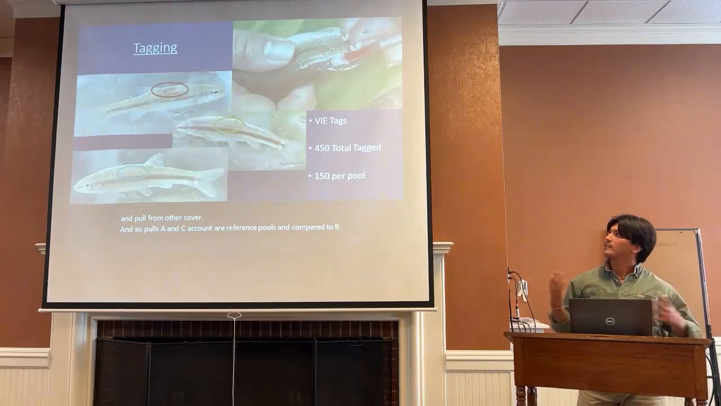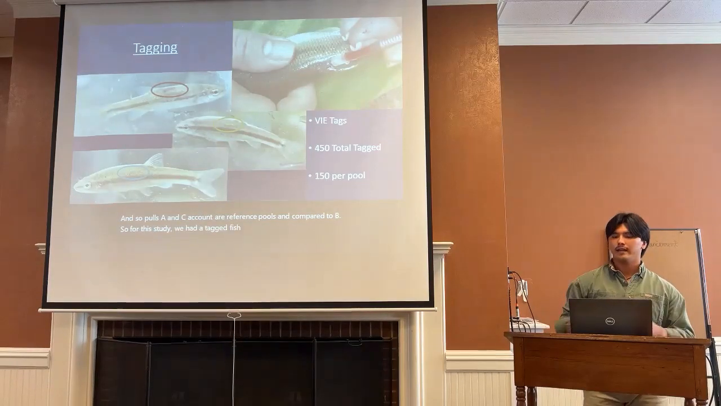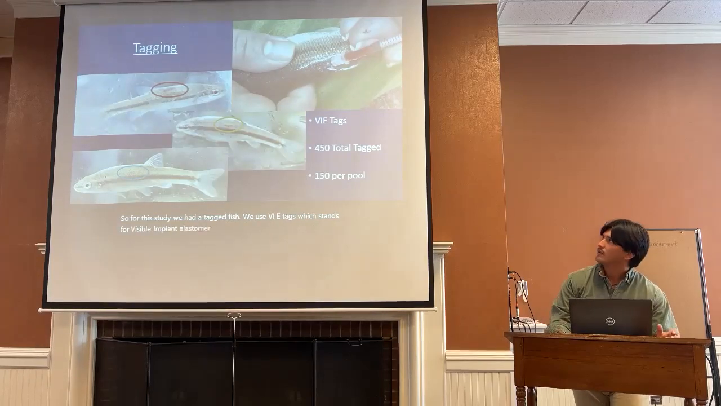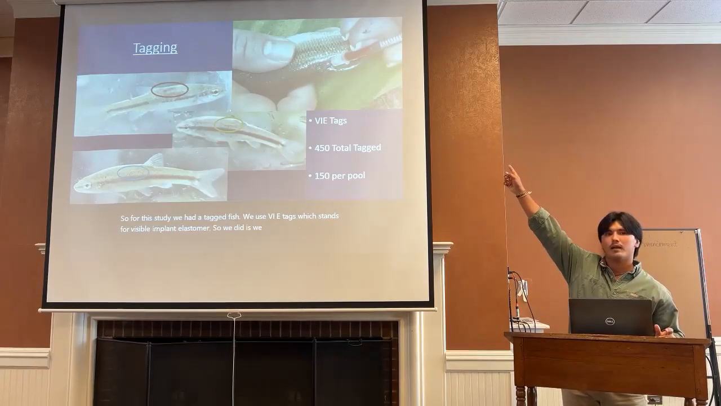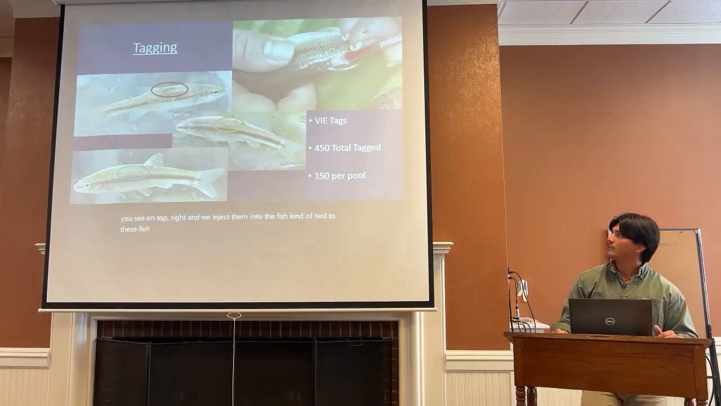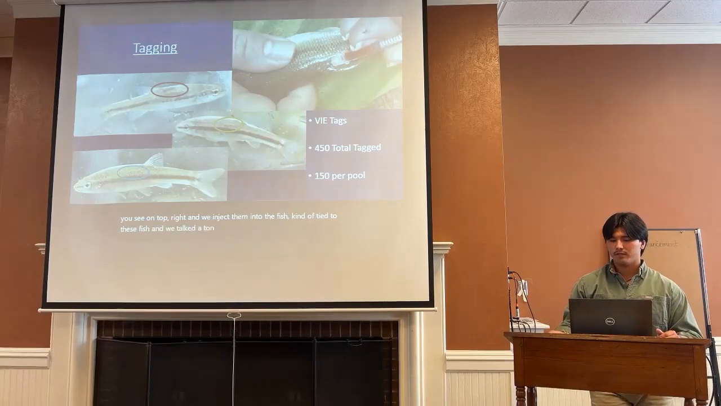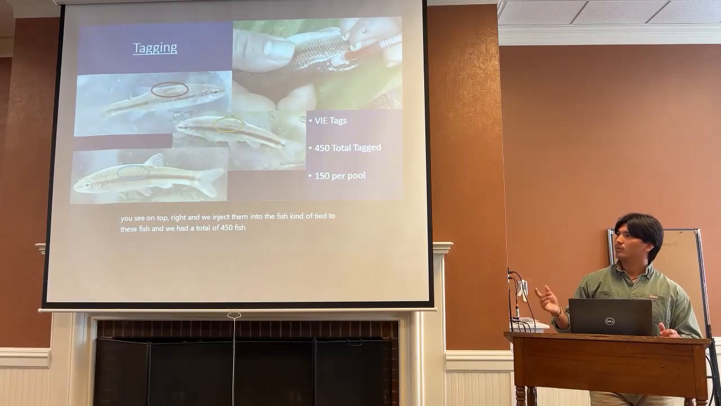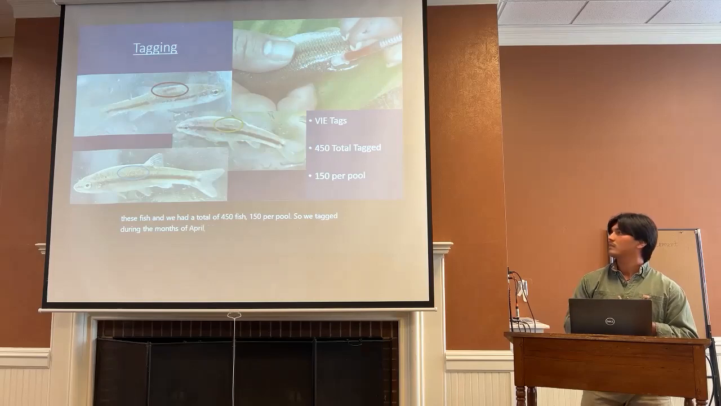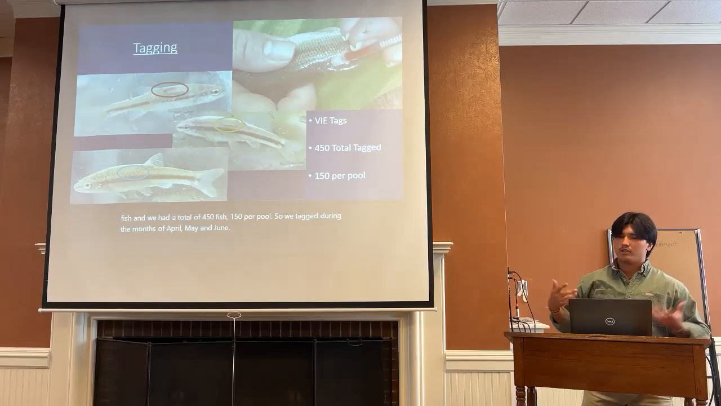So for this study, we had to tag fish. We used VIE tags, which stands for visible implant elastomer. So what we did is we use these needles you see on top right, and we inject them into the fish, tagging 2 of these fish. And we tagged a total of 450 fish, 150 per pool. So we tagged during the months of April, May, and June. And then after they're tagged, they are released.